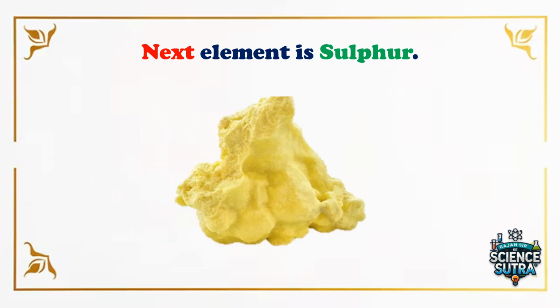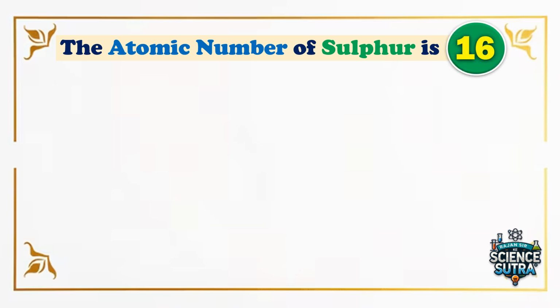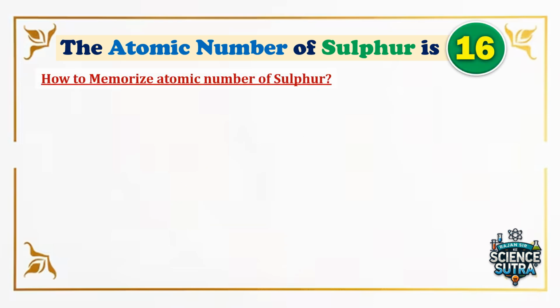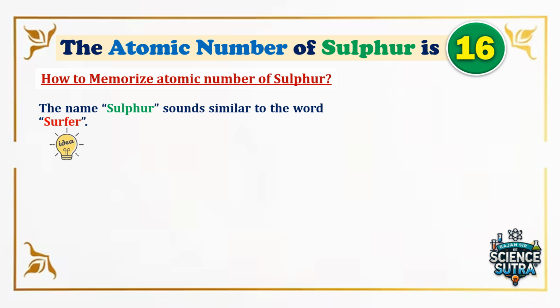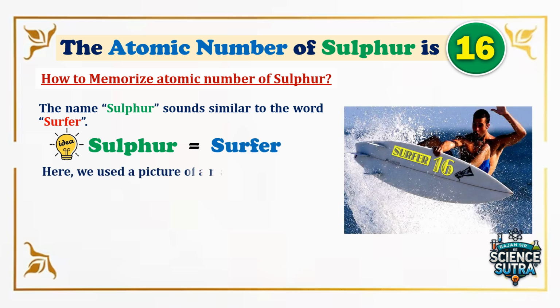Okay, now the next element is sulfur. This is how it looks, a yellow colored non-metal. The atomic number of sulfur is 16. So how to memorize the atomic number of sulfur? The name sulfur sounds similar to the word surfer. So we made a relationship between sulfur and surfer because they sound similar. The idea is sulfur is equal to surfer.